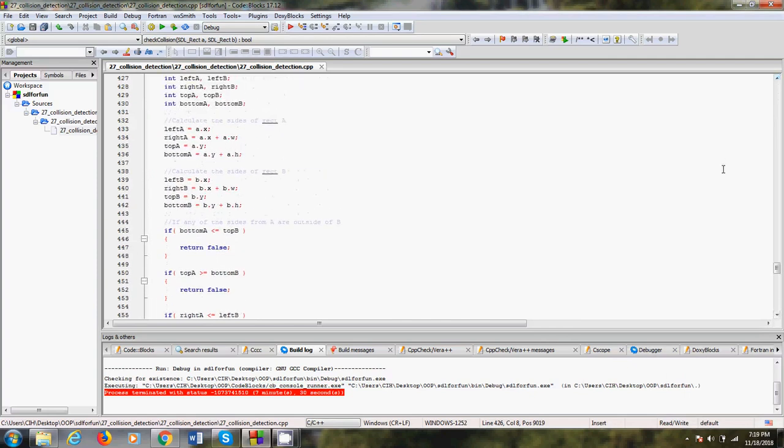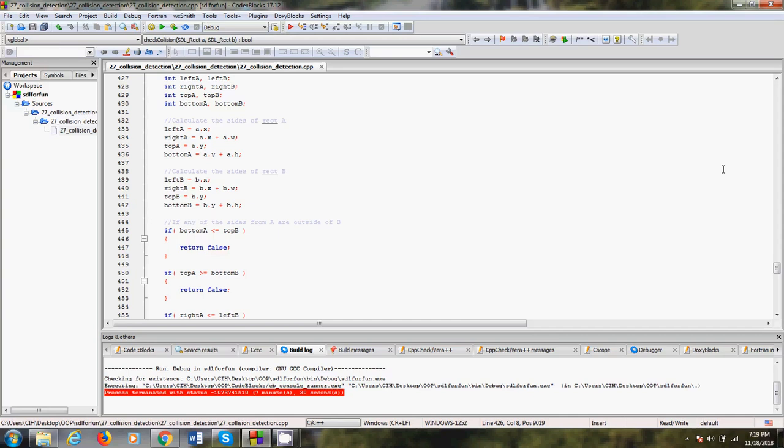What we have done is that we have set the left side equal to A dot x, which means A is the object of the rectangle, and it gives us the x coordinate of rectangle A, which is the left side of A. And when we add the width to it, we get the right side, because the positive direction takes us to the right side of A.